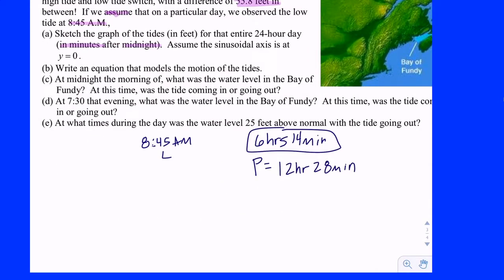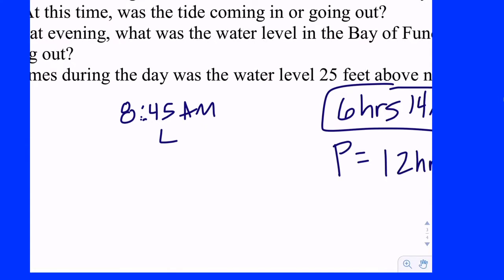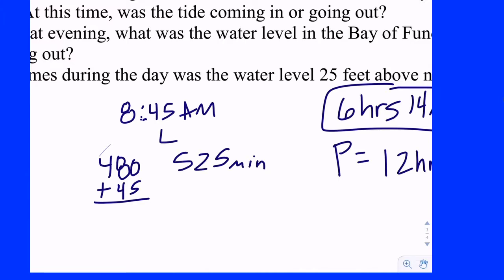Okay? So let's work backwards from 8:45. And you tell me, do you want to work in hours and minutes, or you just want to convert it all to minutes right away? Convert all to minutes? Okay. So 8:45 a.m. is how many minutes after midnight? Well, 8 hours is how many minutes? Yeah, 8 times 60 is 480. We got 480 minutes plus another 45. You could do some old school addition right there, right? So it's 525 minutes after midnight. That's 8:45 a.m.